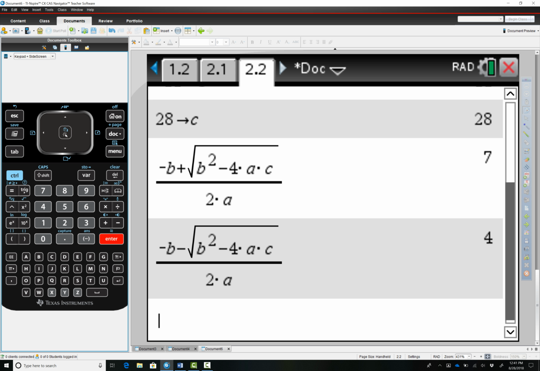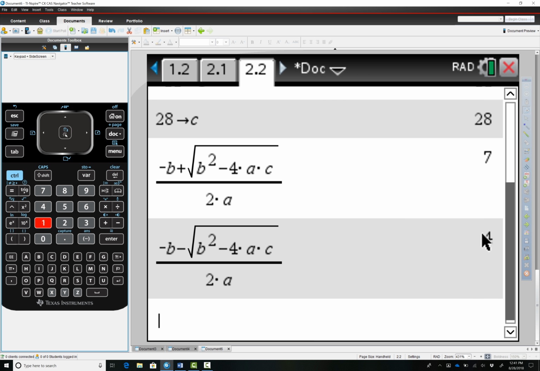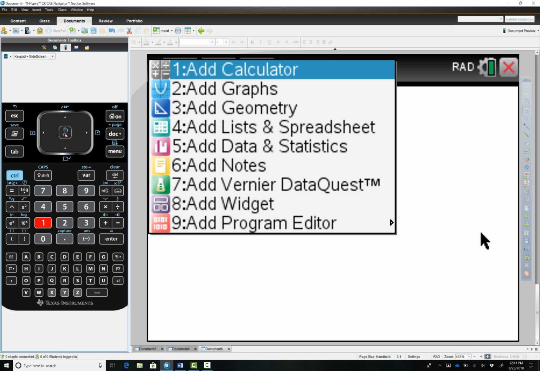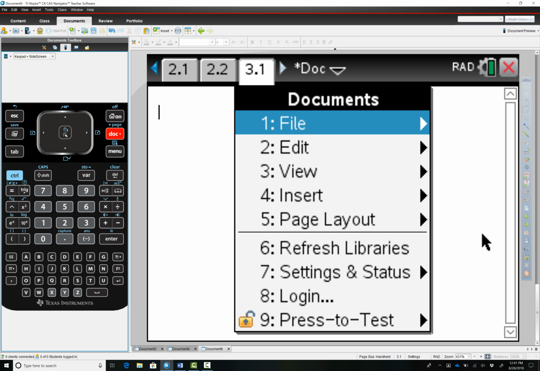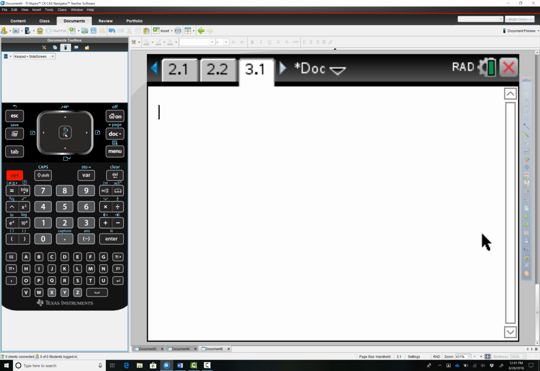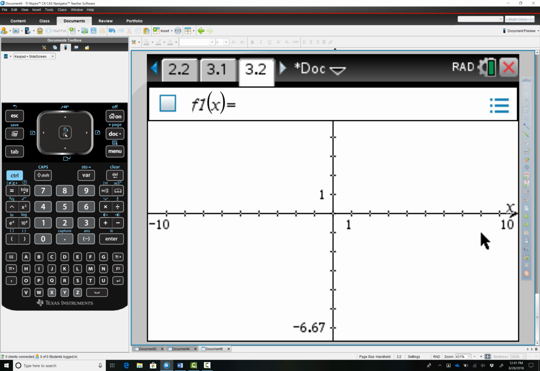If I wanted to go on and start another problem, again I go doc, 4 for insert, 1 for problem, and I could either do a calculator page if I wanted to, or I could have done Control plus page, do a graph page. So I hope I've convinced you to use documents rather than the Scratchpad. That concludes this video.